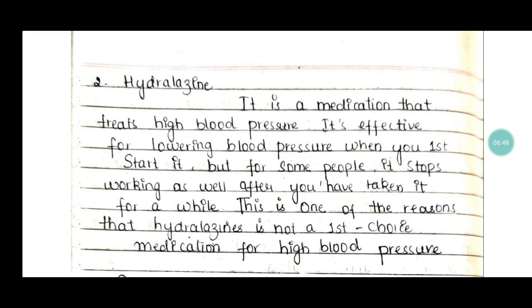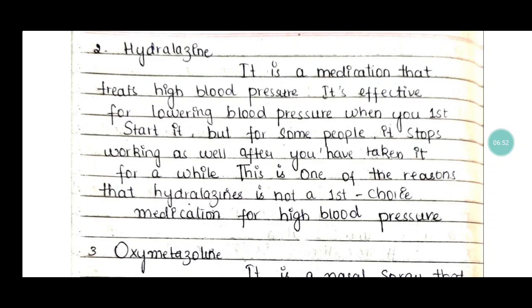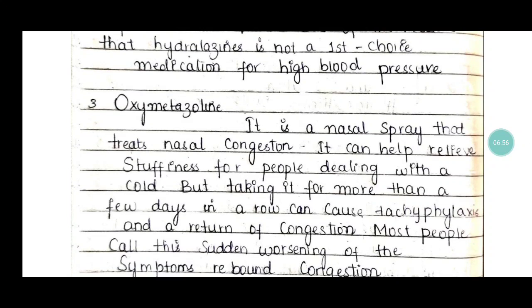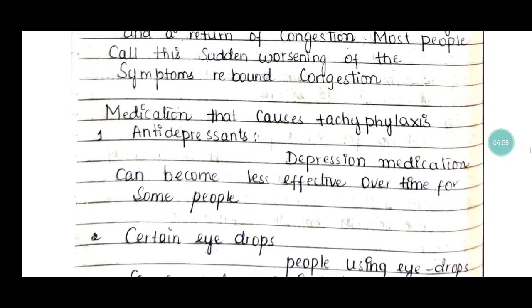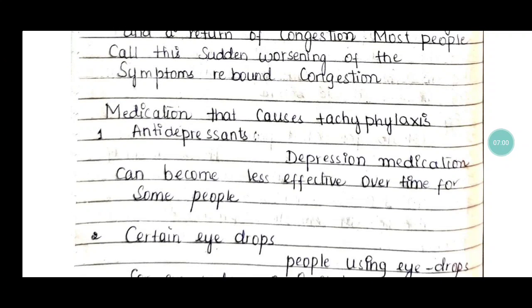So this is one of the reasons that hydralazine is not a first choice medication for high blood pressure. Number three, oxymetazoline. And medications that cause tachyphylaxis are antidepressants. So depression medication can become less effective over time for some people.